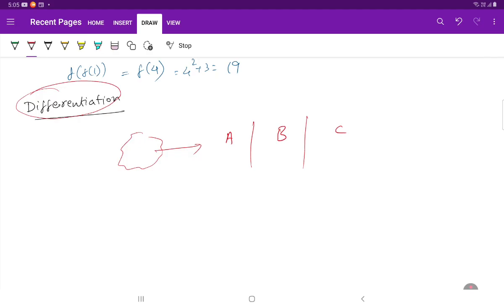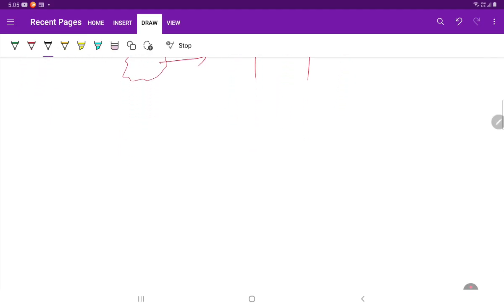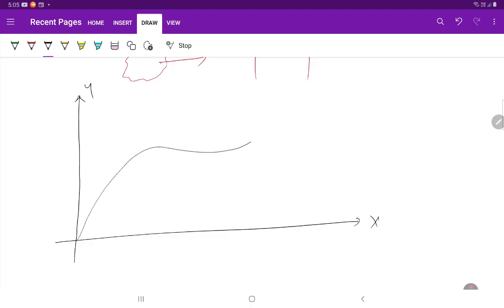When we differentiate a function, we try to predict the rate of growth of one variable with respect to another variable. Okay. So now before coming to differentiation, I'd like you to know a bit of just something interesting. Suppose this is x coordinate, this is y coordinate, and I have a function somewhat like this.